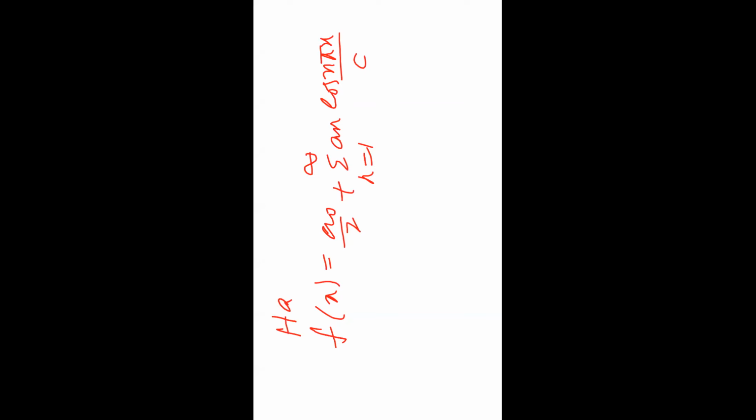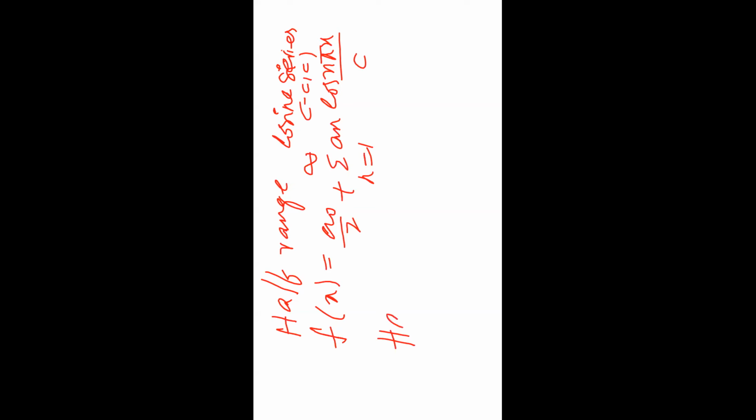This formula is the half range cosine series in the range minus c comma c. So in the basic formula, the range is compared with c comma c plus 2l. But in the half range series, we have to compare the given limits to minus c comma c.